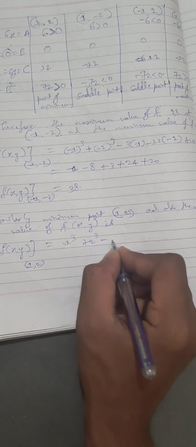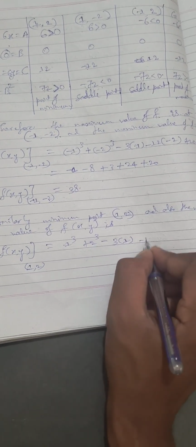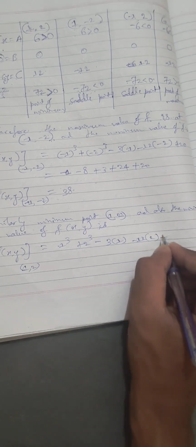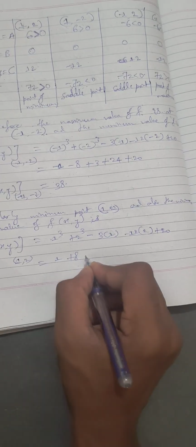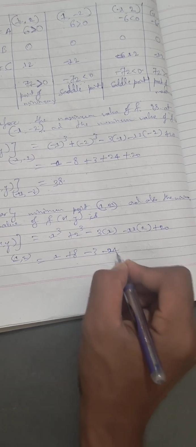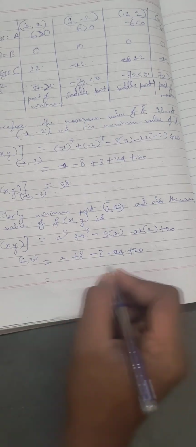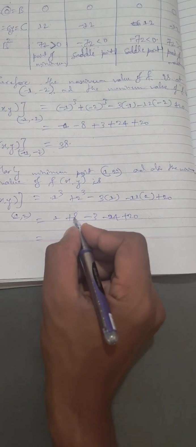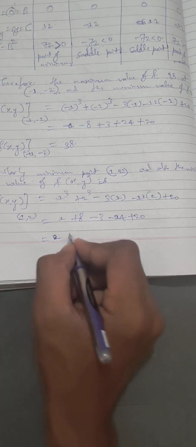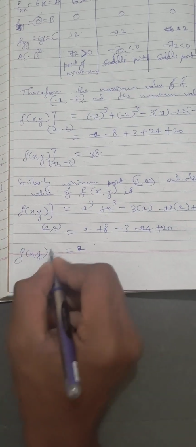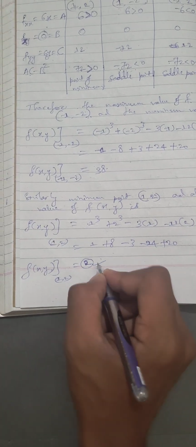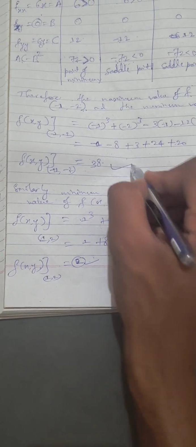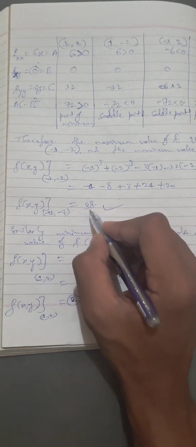So substitute the values: 1 cube plus 2 cube minus 3 into 1 minus 12 into 2 plus 20. If you simplify this, 1 plus 8 minus 3 minus 24 plus 20, what do you get? That is 2. So f of x comma y at the point 1 comma 2 is 2. This is the minimum value of the given function, and 38 is the maximum value of the given function.